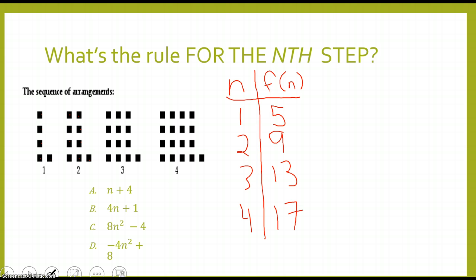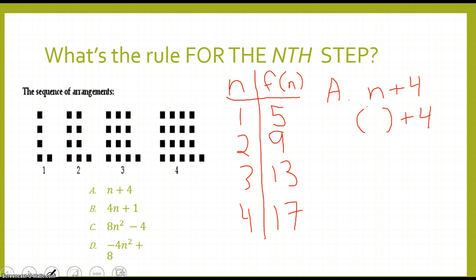Now that I have a table, I'm going to go through my answer choices. I'm going to plug and check until I get my correct answer. So I'm going to start with answer choice A. Answer choice A has N plus 4. I'm going to start by rewriting that same rule underneath it, but instead of an N, I'm going to put parentheses because I'm going to start plugging in different values for N to check.